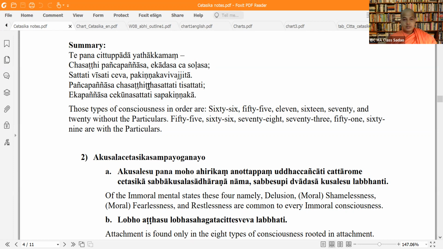Panchapanyasa, Chasati, Tasattati, Tisattati, Ekapanyasa, Ekuna Sattati, Sa Pakinnaka. This is with Pakinnaka. So two listings are given here. Those types of consciousness in order are 66, 55, 11, 16, 70, and 20 without the particulars. 55, 66, 78, 73, 51, 69 are with the particulars.